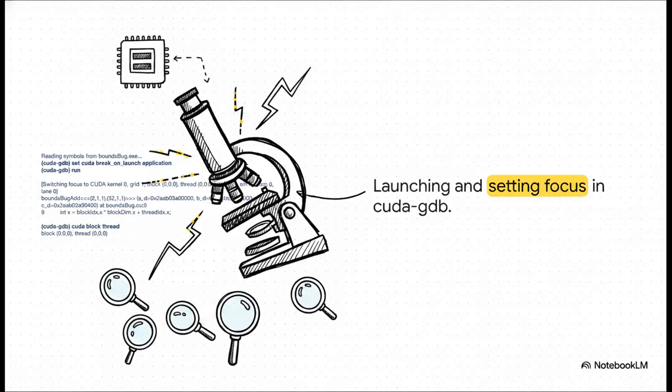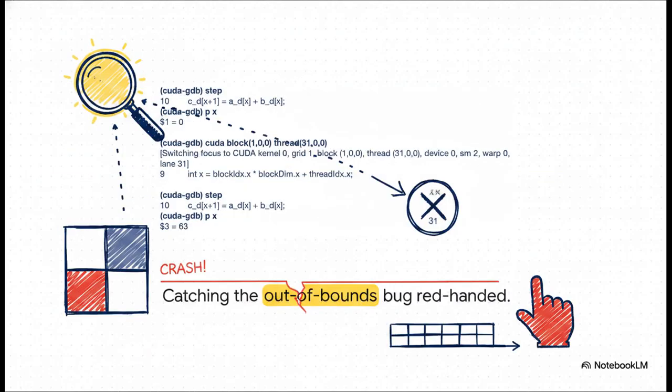Now for the fun part, the hunt. Look at the commands we're executing here. We are explicitly switching our focus over to block 1, thread 31 by typing cuda block 1 thread 31. Let's do the math on what's happening behind the scenes. If our block dimension is 32 and we are in block 1, then thread 31 gives us a global x index of 1 times 32 plus 31, which equals 63.